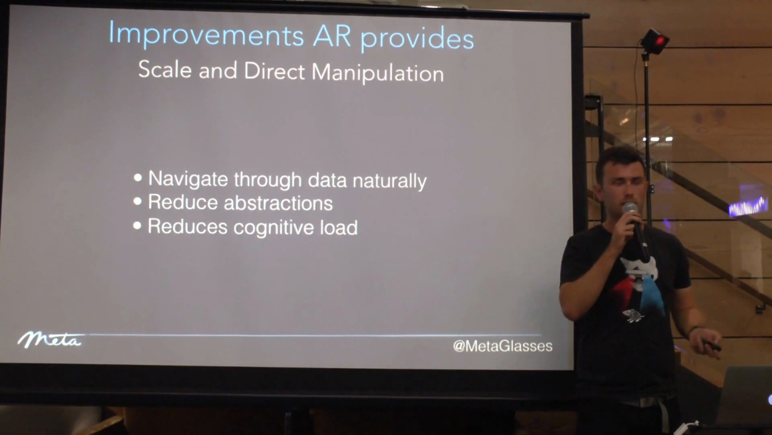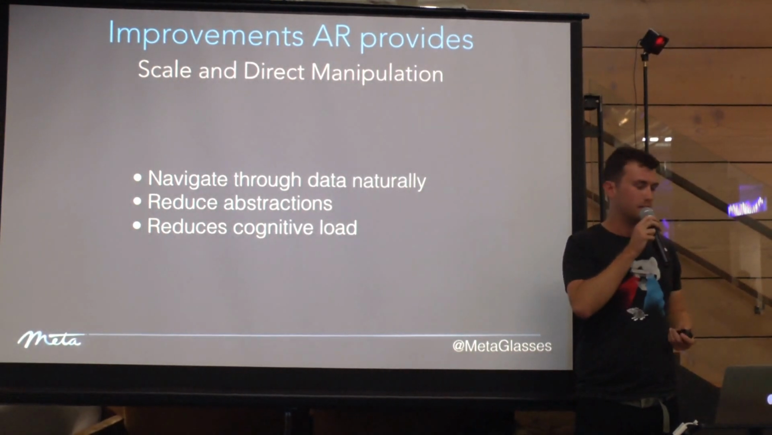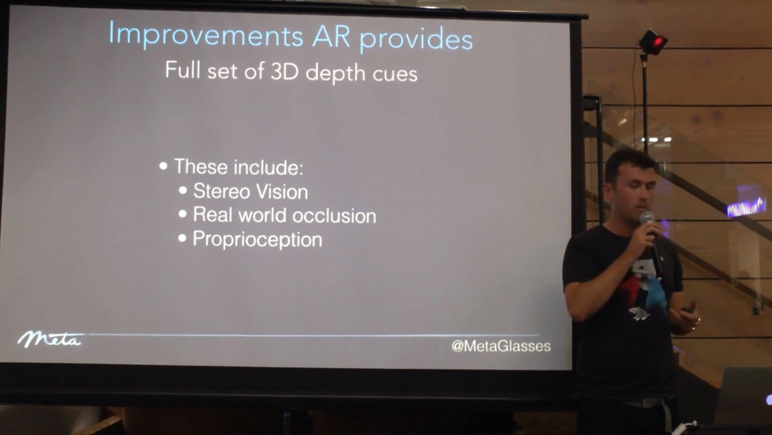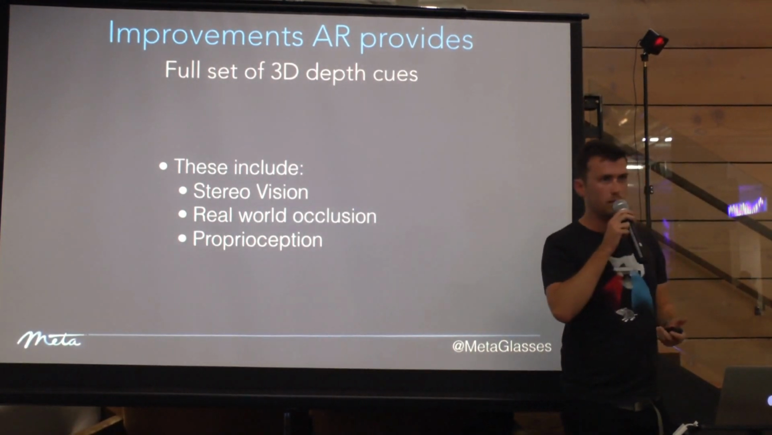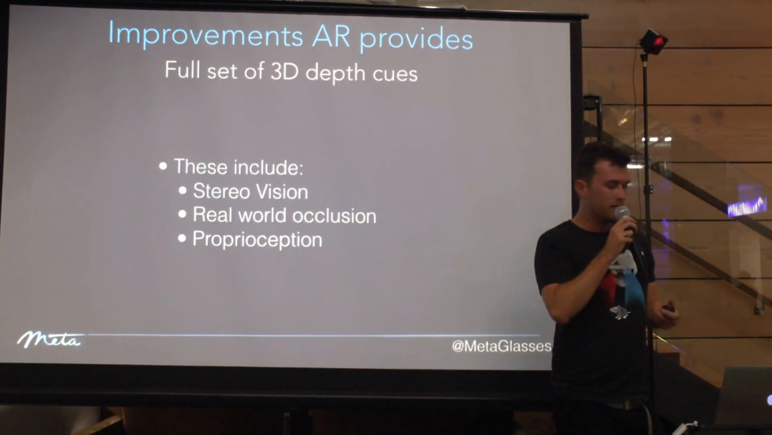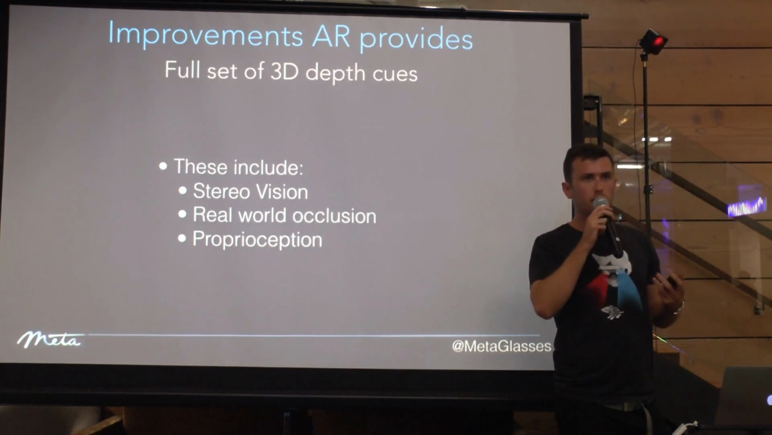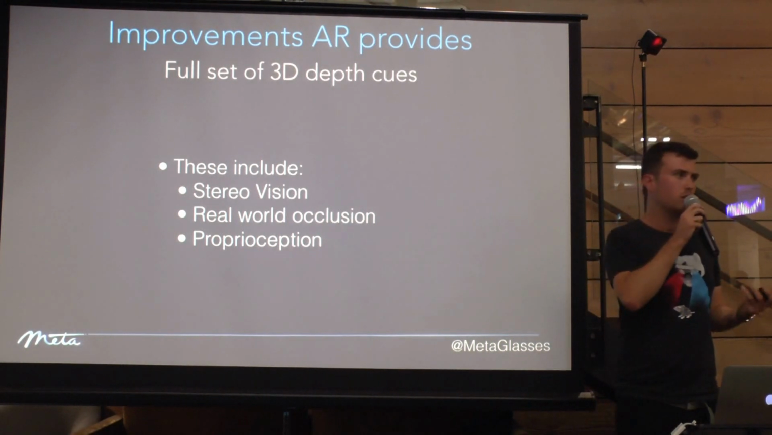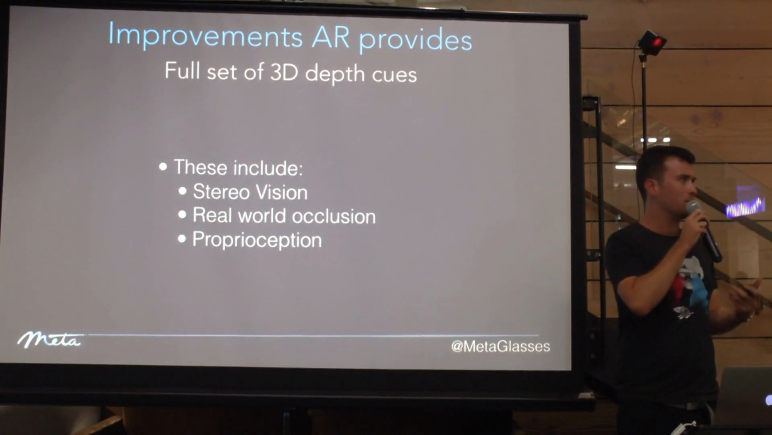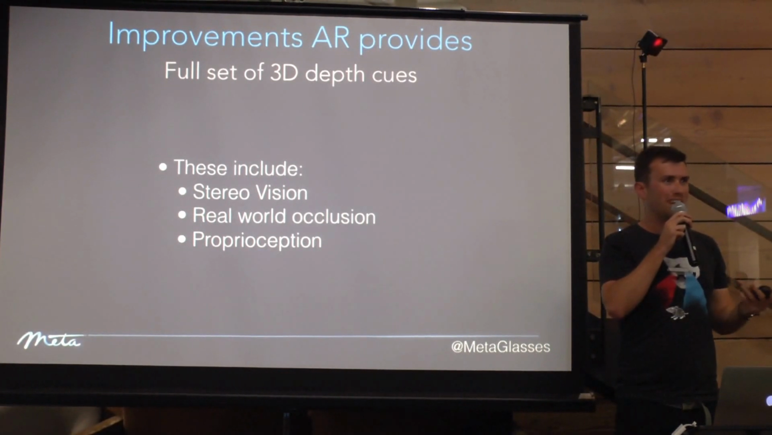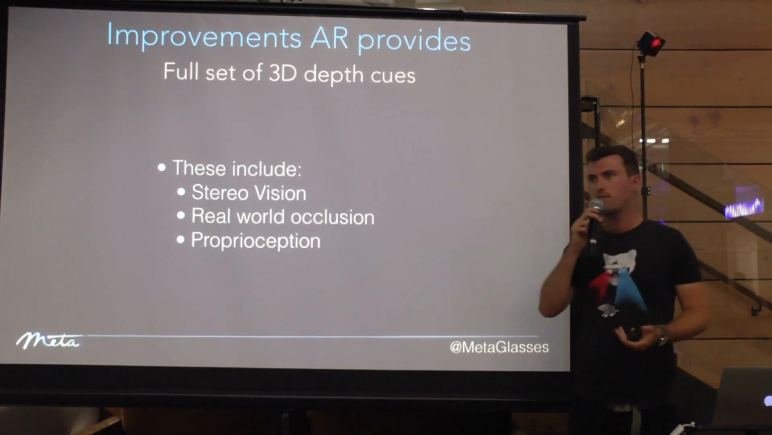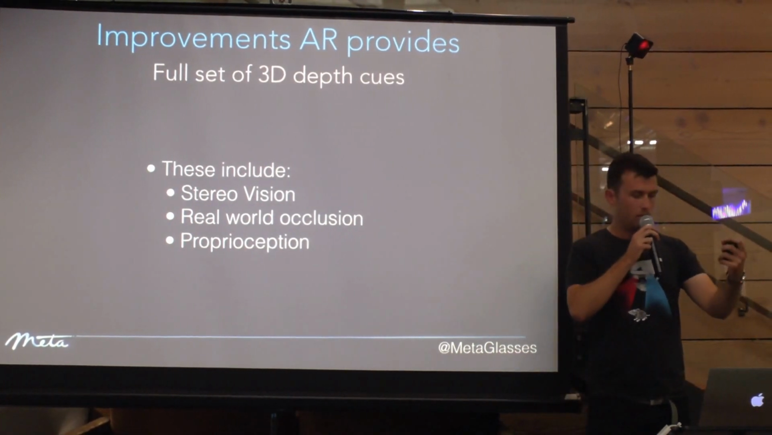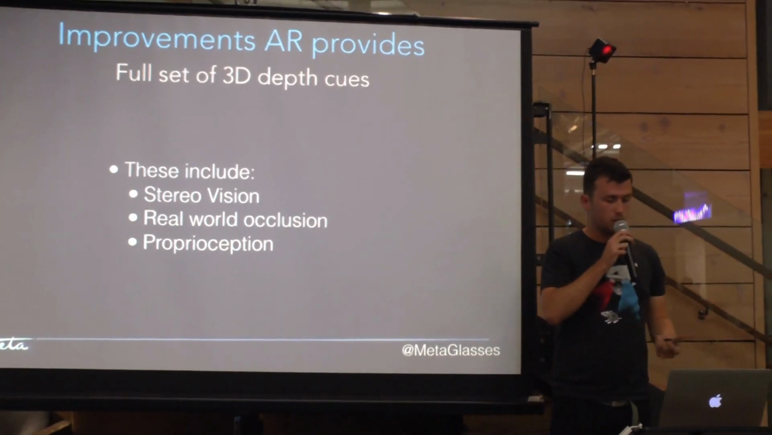It also reduces the cognitive load of said data set. Finally, the final improvement that I want to talk about that AR provides with data visualization is that it provides us a full set of 3D depth cues. I talked before about our little workarounds. The human mind is very good at playing tricks on people and perceiving 3D when there isn't 3D to be perceived. But when we have true AR, we can get the full set of 3D depth cues.